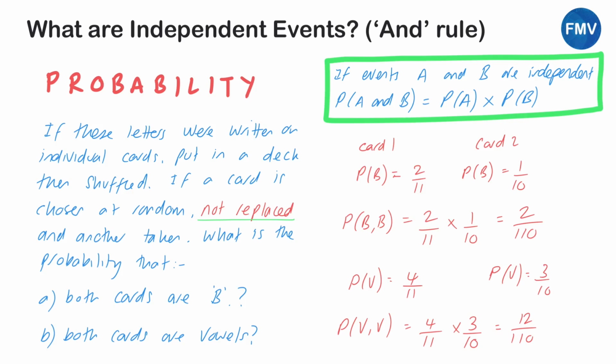So the key thing here is to remember if things are replaced or they are not replaced. Because if they're not replaced, the probabilities change. If they are replaced, the probabilities stay the same.